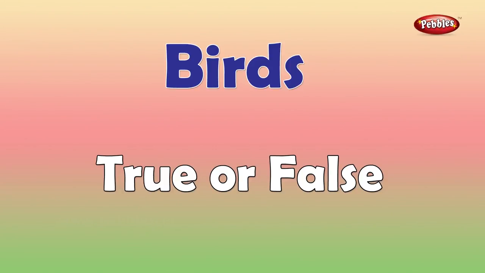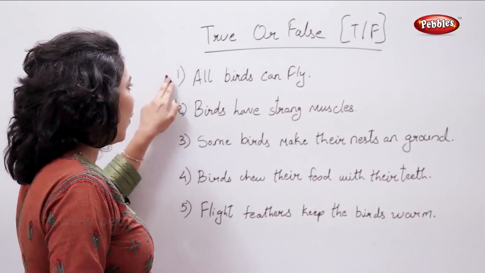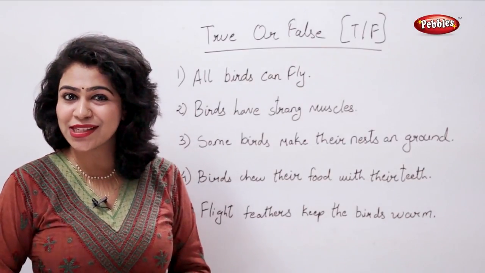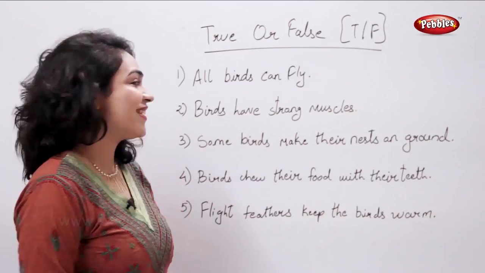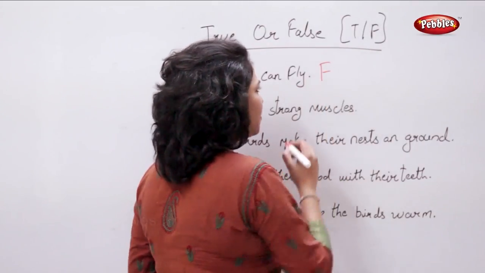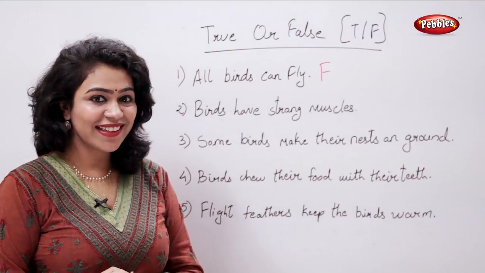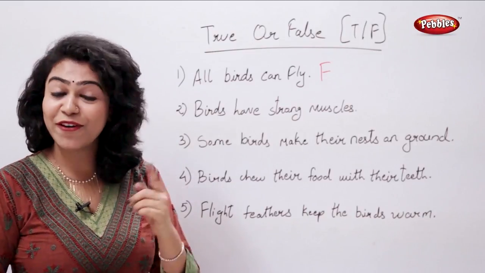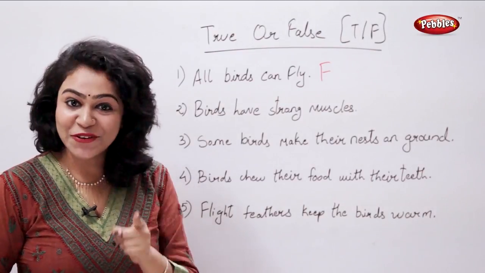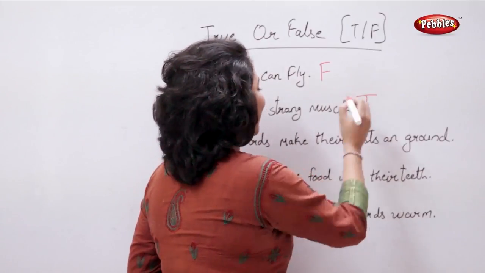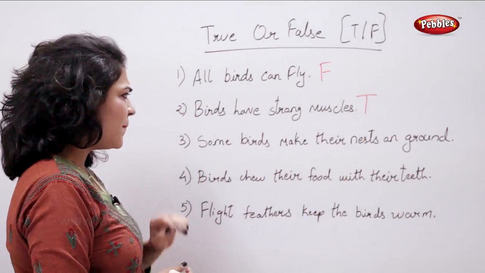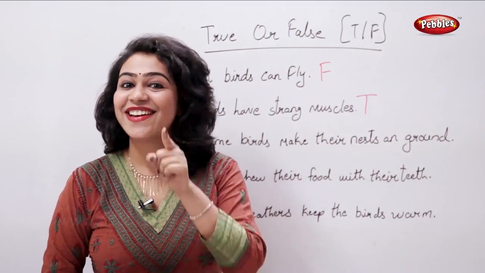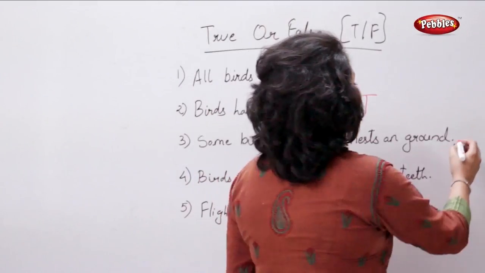True or false? All birds can fly. Tell me, students, is that a true or a false? False. Yes. There are some birds which cannot fly. Birds have strong muscles. True or false? True. Some birds make their nests on ground. Is that a true or a false? True. Correct.